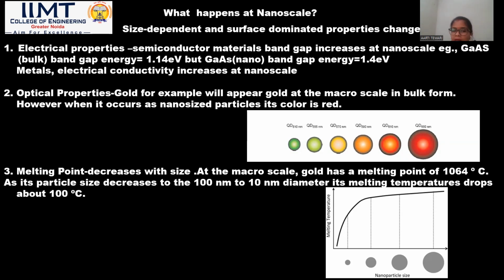Melting point. Why does it decrease? We'll see. For the time being, remember that the melting point actually changes and it decreases within that size. But at what scales? At nanoscales. That is important. Okay.